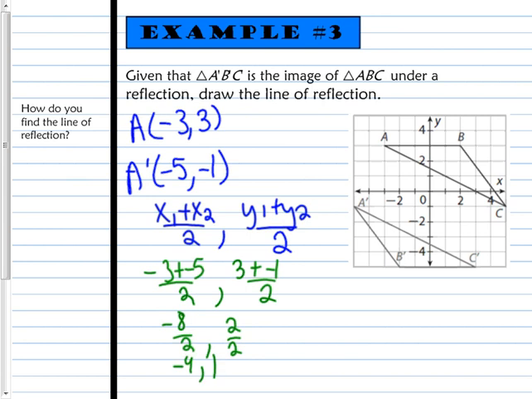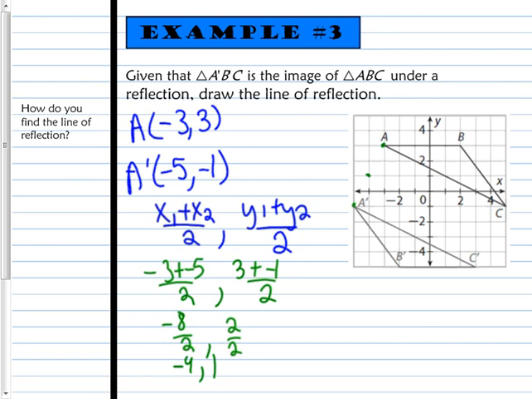So -4, 1 is the middle of A and A prime. -4, 1 is right there. Okay, so that point is the middle of A and A prime. So here's A prime, and -4, 1 is right in the middle of A and A prime.